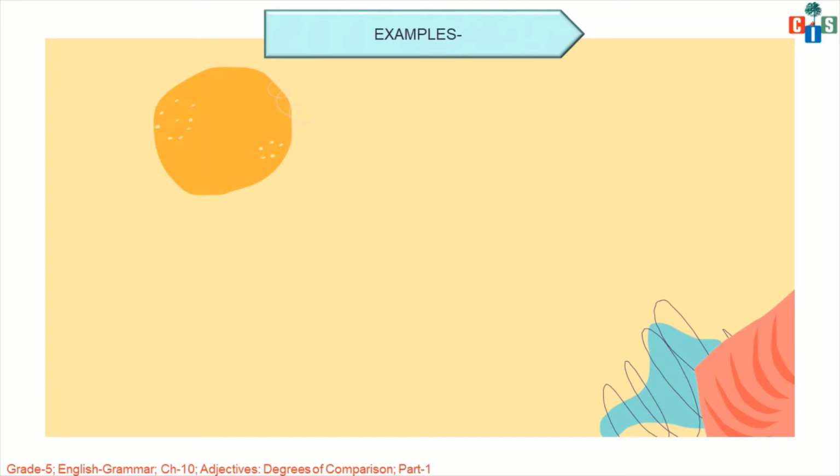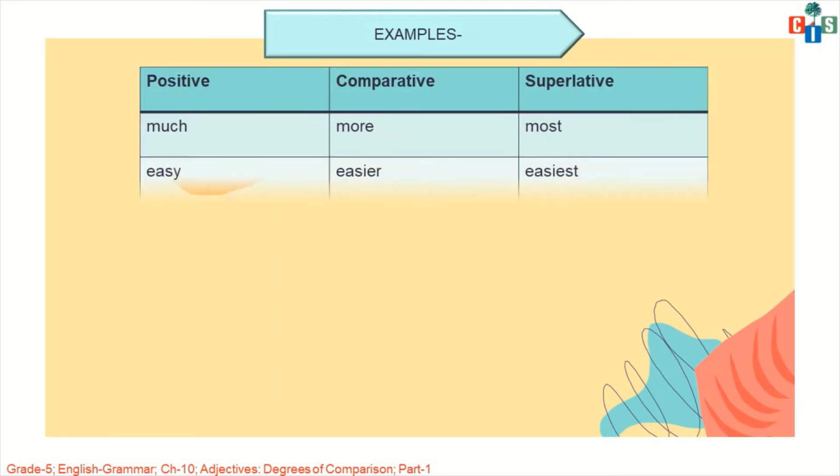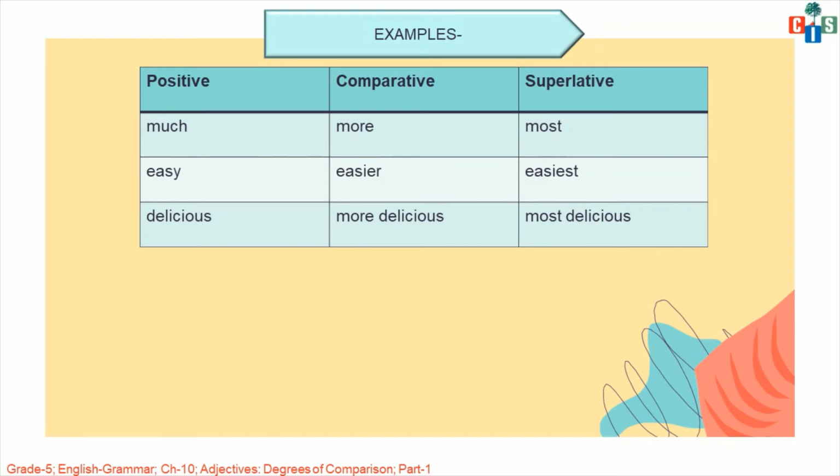Okay, before doing exercise B, we will see some examples. Positive, comparative and superlative degree. See how we can change any word into 3 degrees. Okay, see here, much word. Much is in positive form, and in comparative this word will change totally. It will be more, and in superlative it will be most. So how you have to remember? Much, more, most. Okay, much, more, most.